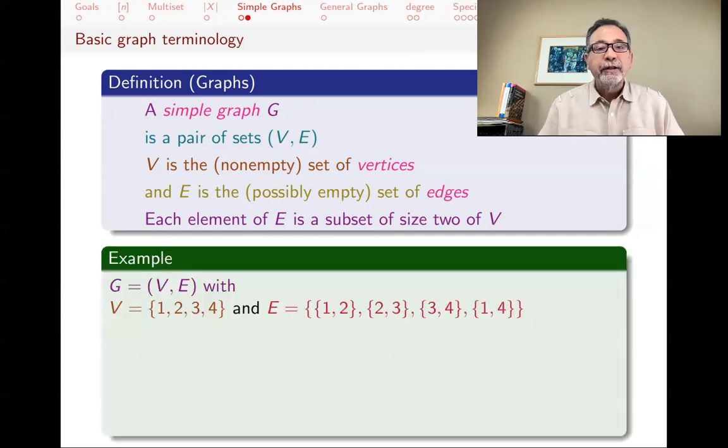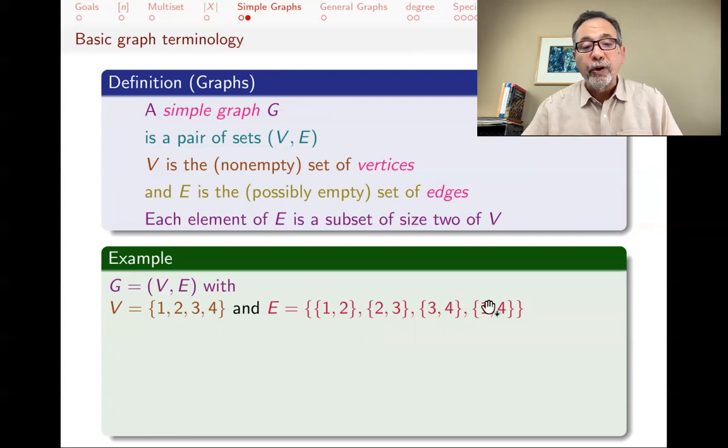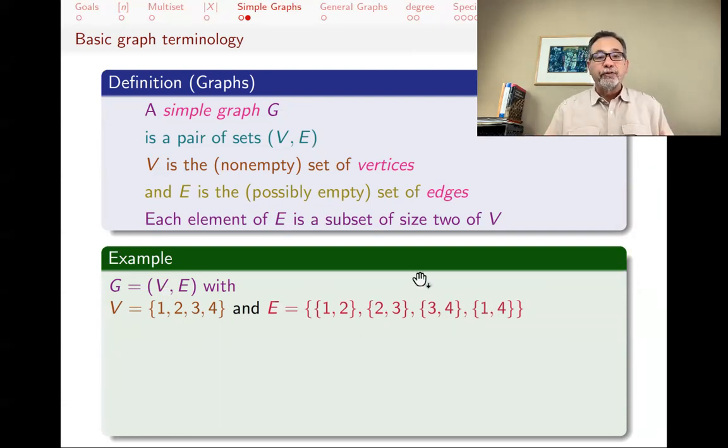So, for example, I might define a simple graph for you by giving you the set V and the set E. The set V here is {1, 2, 3, 4}, so this graph has 4 vertices, and the edges are these 4 pairs of vertices: {1, 2}, {2, 3}, {3, 4}, {1, 4}. This would be a definition of a graph. However, we often like, if we can, to draw a picture of the graph.